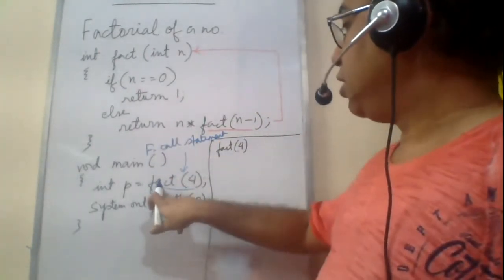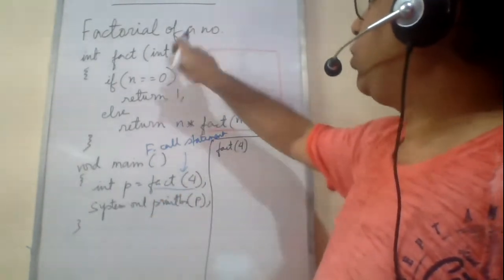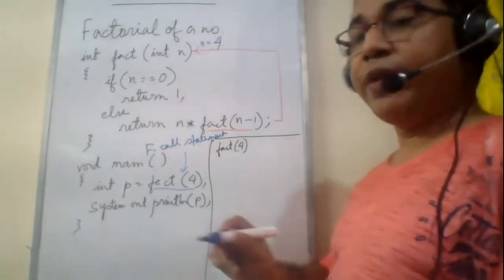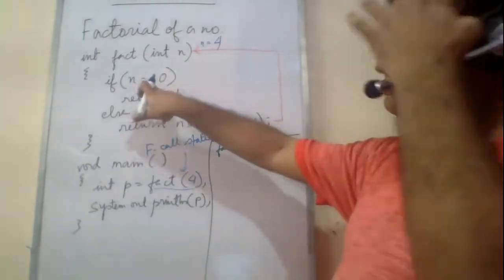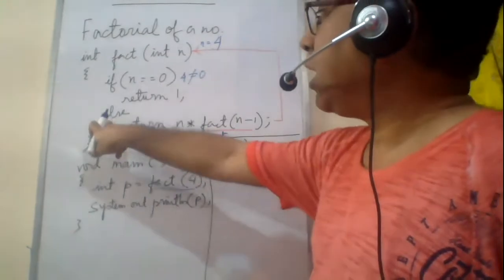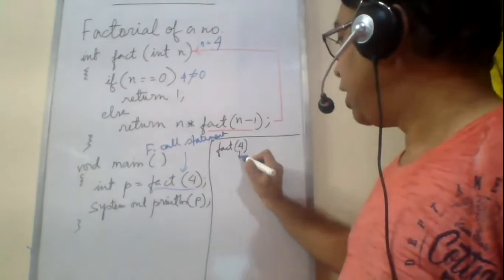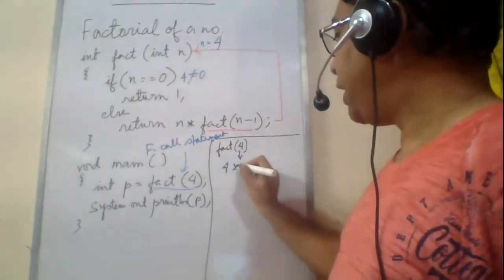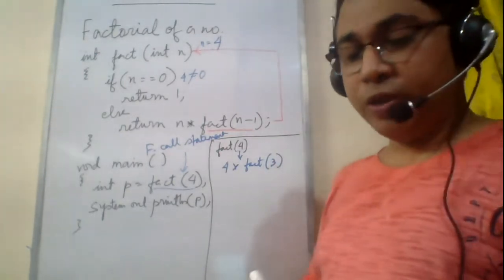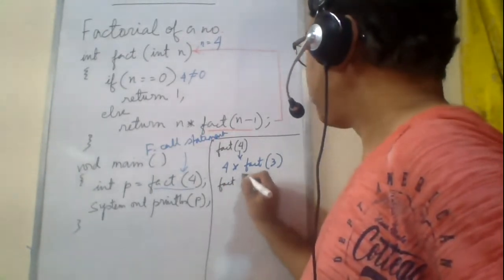Function call statement, fact equals 4. So when I'm calling this function, 4 will go here to n. So here I'm getting n equals 4. When n gets the value 4, it will come over here. 4 is not equal to 0, so it will come to the else part. Now in the else part, what it will do here is 4 into fact of 3. So it will do 4 into fact of 3. Now let us see what is the fact of 3.